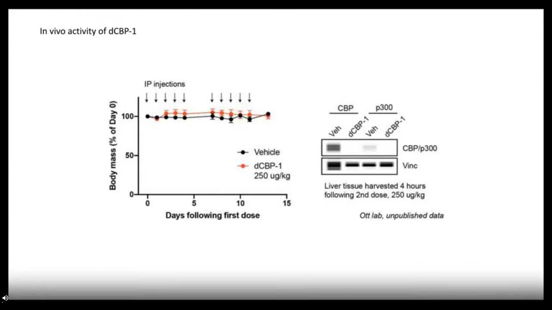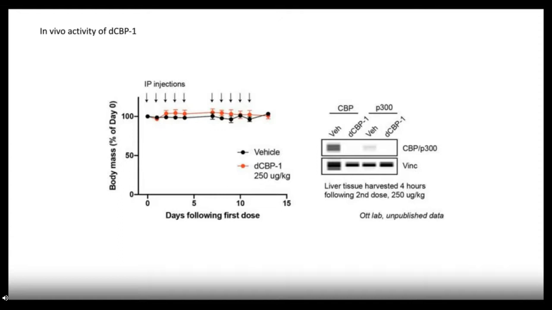With daily dosing of DCBP1 at rather low concentrations, we can see by IP injection that we actually don't have much effect on the body mass of mice that are injected with DCBP1. So it seems to be well tolerated, and these are doses that seem to be active.